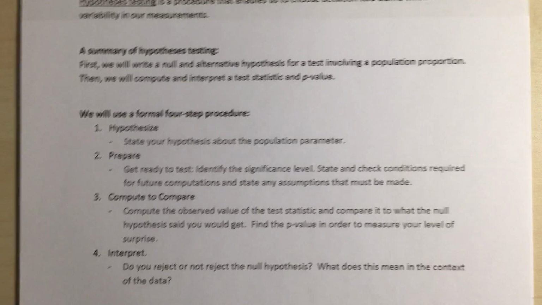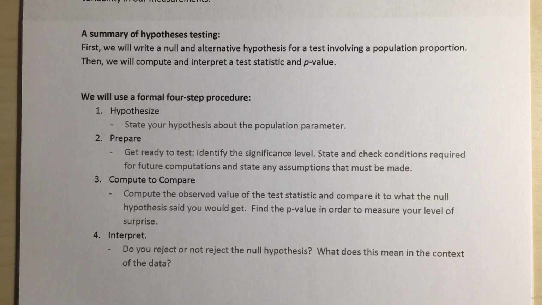Again, our 4-step procedure: we hypothesize, we state our hypotheses; prepare, get ready to test, identify our significance level, state and check conditions required for future computations, and state any assumptions that must be made. Compute to compare. Here's where we actually find our test statistic and our p-value, and then we finish it off by an interpretation. Do we reject or not reject the null hypothesis? What does that mean in context of the data?